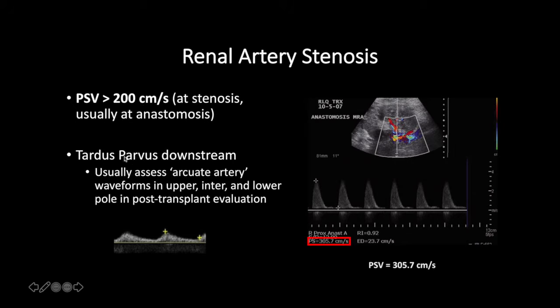Okay, and how do we look distal to the stenosis? Well, we look at the renal artery at multiple locations, but in all renal transplant interrogations, we're also assessing the intrarenal or arcuate artery waveforms in the upper, inter, and lower pole in the transplant kidney itself. And so when there's renal artery stenosis, these waveforms in the upper, inter, and lower pole are going to have a tardus parvus appearance like this.